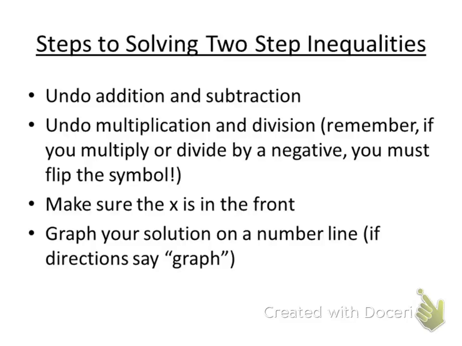So you start by undoing adding and subtracting. Then we undo multiplying and dividing. The only really new thing, we practiced this at the end of last week, when you multiply or divide by a negative number, you must flip the symbol. That is still going to happen when we're doing two-step inequalities. Make sure your variable's in the front.